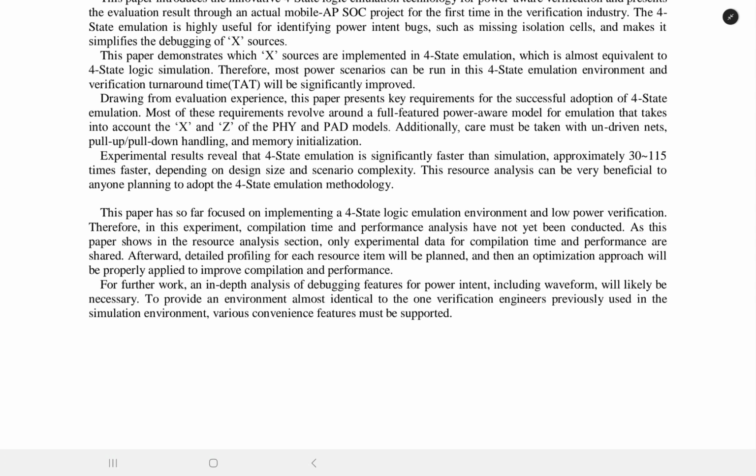For further work, an in-depth analysis of the debugging features for power intent, including waveform, will likely be necessary to provide an environment mostly identical to the one verification engineers previously used in the simulation environment, so the various convenience features must be supported.